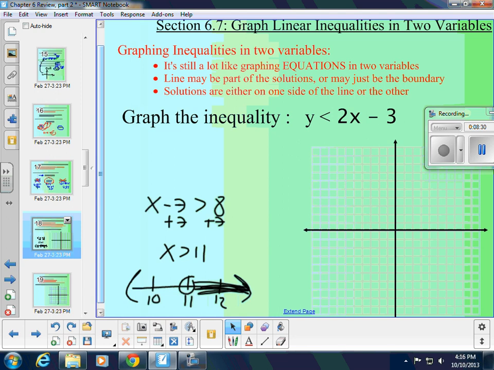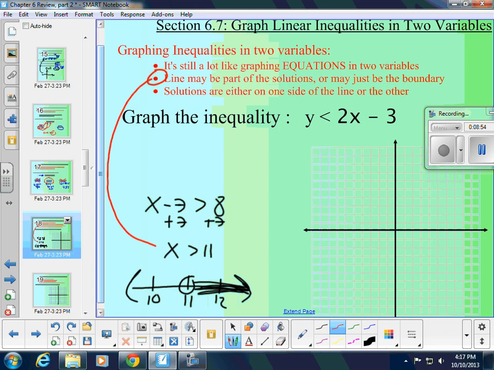Well, just like this, look at my second note here. Sometimes when we're graphing with inequalities, the line may be part of the solutions, or it may be just a boundary. Same thing happens here. Number 11 is kind of our key number. But notice, number 11 isn't part of the answers, is it? In this case, I have x is greater than 11. So could x be 11? Is that one of my answers? No, it's not. So how do I show that? Well, I show it just by leaving the circle open. I'm saying it's like a boundary. I started at 11, but 11 isn't one of my answers. So that's going to be kind of like we do for one variable.